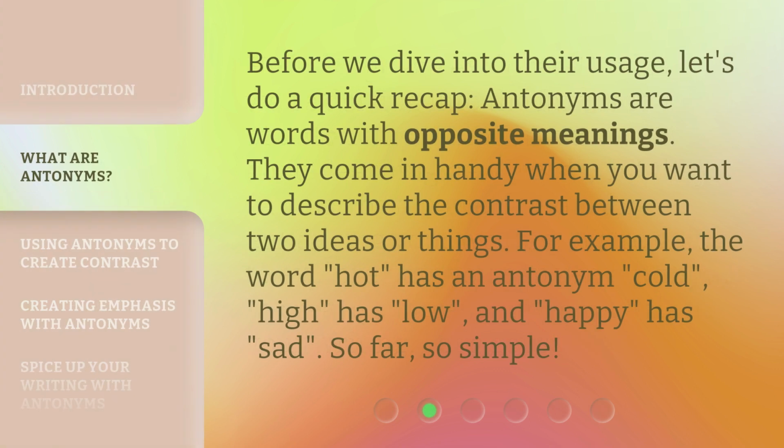Before we dive into their usage, let's do a quick recap. Antonyms are words with opposite meanings. They come in handy when you want to describe the contrast between two ideas or things. For example, the word hot has an antonym, cold, high has low, and happy has sad. So far, so simple.